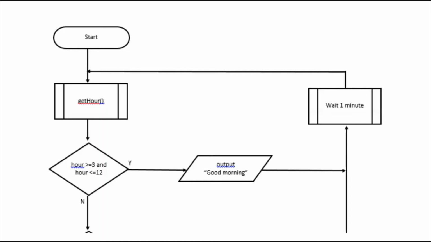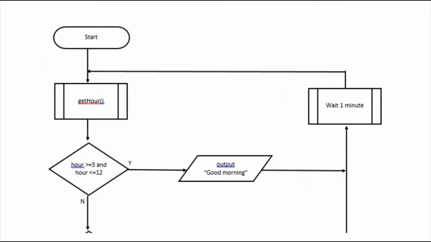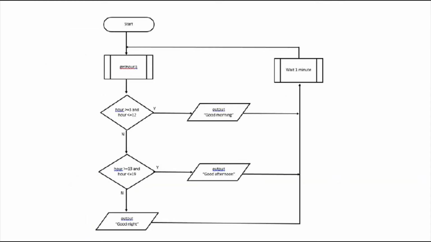Now the no needs to go to the next decision. Is hour greater than or equal to 13 and hour less than or equal to 19? If yes, then output good afternoon. If no, then output good night, and we can see on both occasions, from the output good afternoon and the output good night, that we go back up to the wait 1 minute. So here is the full solution.